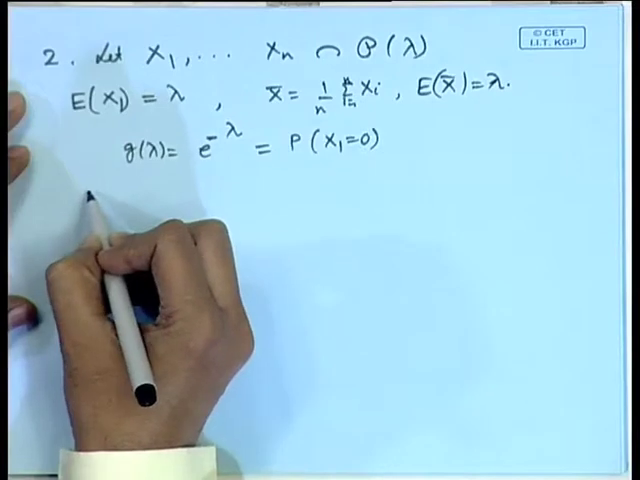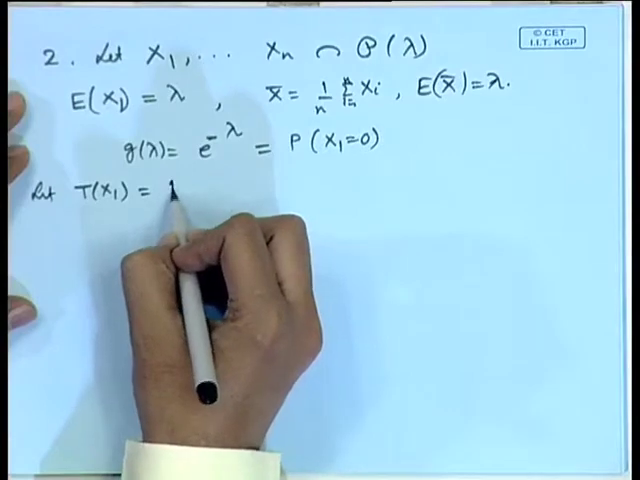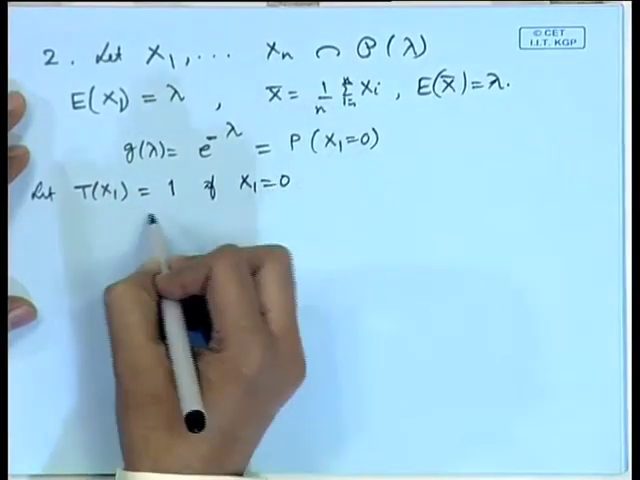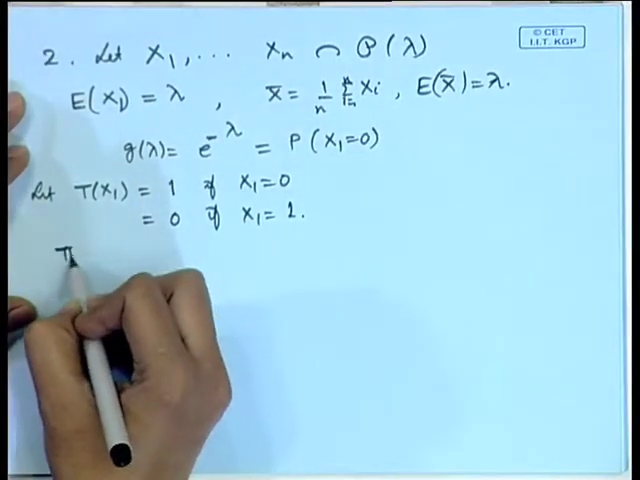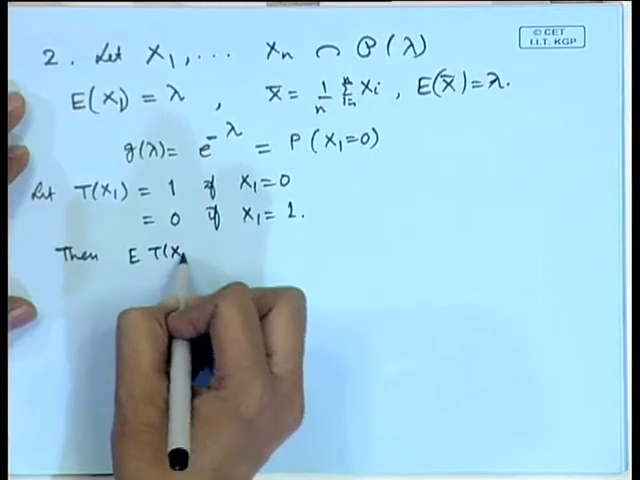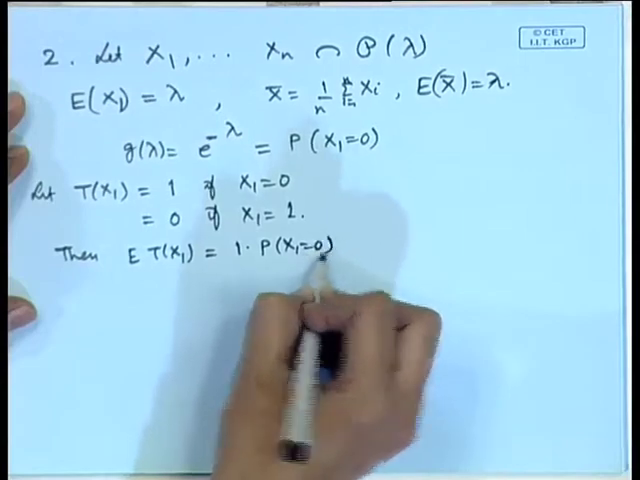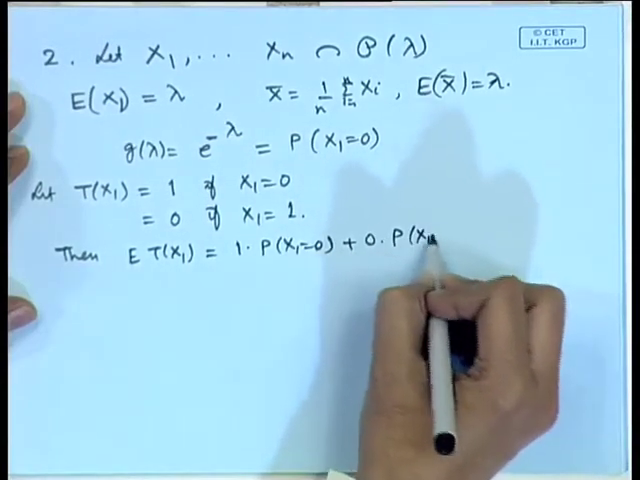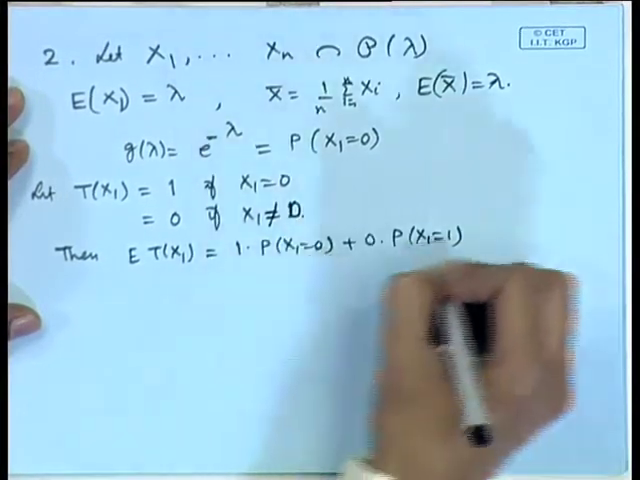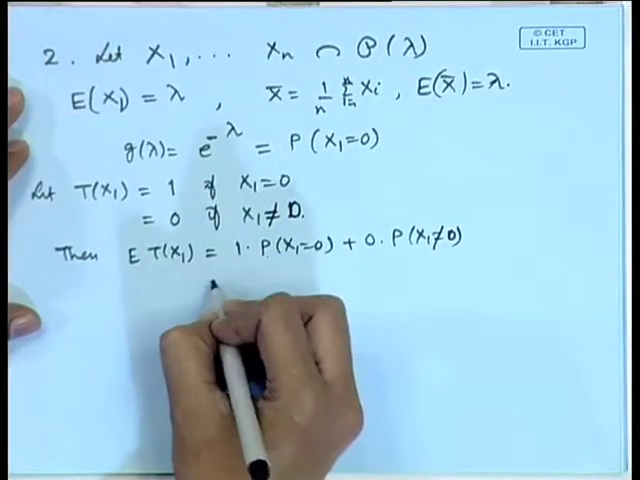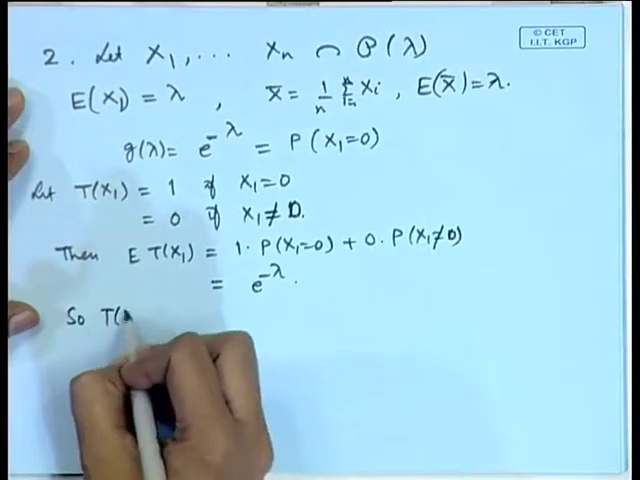So, we may create an estimator like this: T x 1 is equal to 1 if x 1 is equal to 0, it is equal to 0 if x 1 is not equal to 0. Then if I look at expectation of T x 1, it will be equal to 1 into probability of x 1 is equal to 0 plus 0 into probability of x 1 not equal to 0. So, that is equal to e to the power minus lambda. So, we are able to create an unbiased estimator.